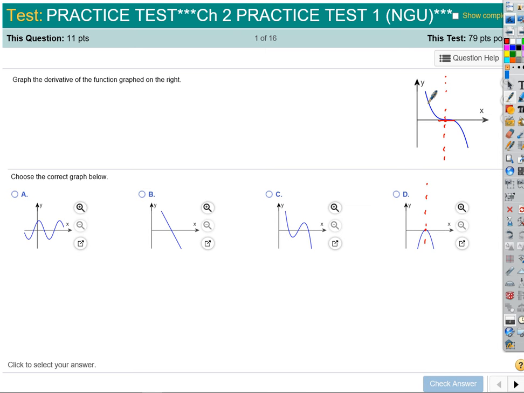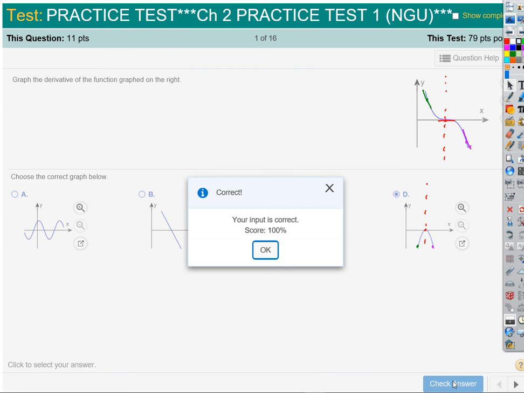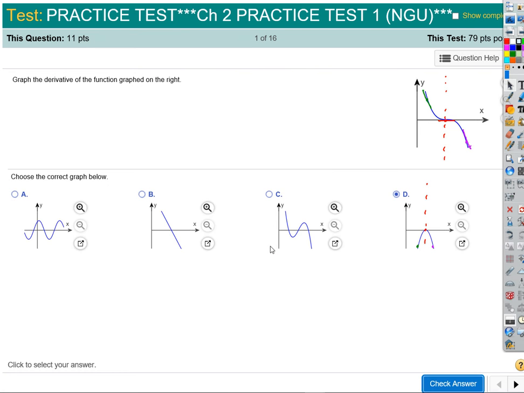So up here, let's make this a green tangent. Where I've got that steep green tangent, that should correspond to a large negative value on the derivative function, right? Over here, let's make this purple, where I've got this steep negative tangent, so large negative slope, that would correspond to a large negative value on the derivative function, right? So just seeing that relationship is important, though. So there's our answer. Okay, we got it. Good deal. All right, let's move on.